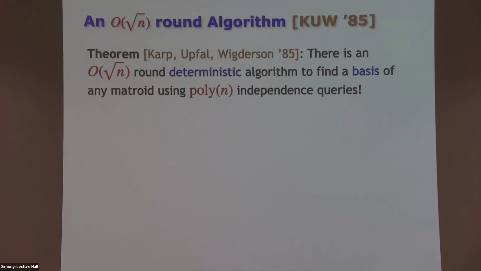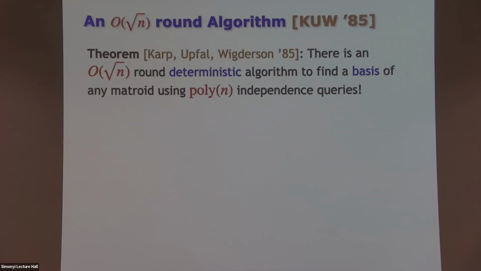And it turns out that already in this work in 1985, they gave a very non-trivial algorithm for finding matroid bases. In particular, what they showed is that there's an order square root n round deterministic algorithm which finds a basis of an arbitrary matroid using only a polynomial number of independence queries per round. Right, so this is saying that somehow beyond this greedy algorithm, which takes n adaptive rounds of queries, there are lots of non-trivial optimizations that you can do when it comes to finding matroid bases.